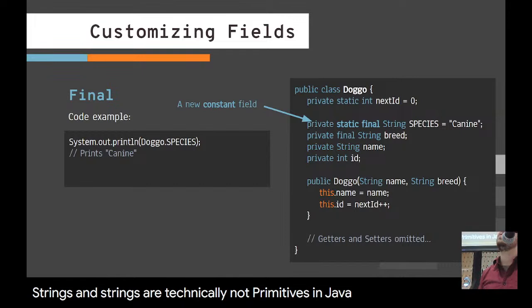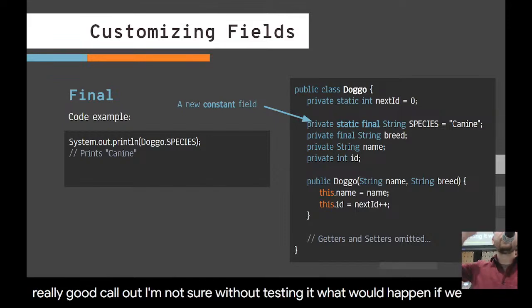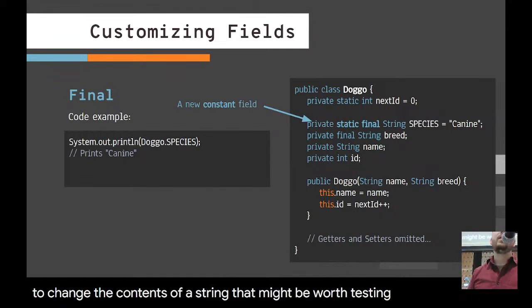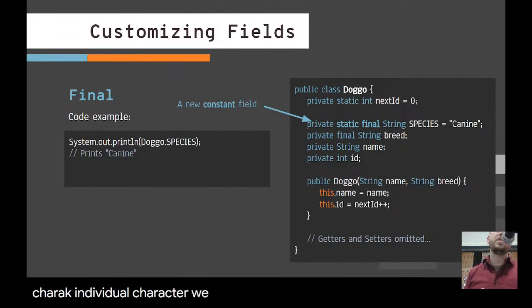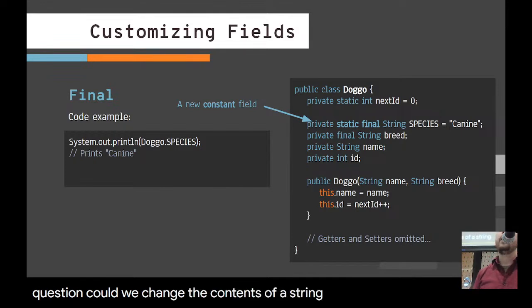Isn't a string considered an object? Right. That's actually a really good call out. I'm not sure without testing it what would happen if we tried to change the contents of a string. That might be worth testing. Definitely not for a char, like an individual character. We definitely couldn't change that. But yeah, that's a good question. Could we change the contents of a string? Maybe. Yeah, we might have to test that one out.